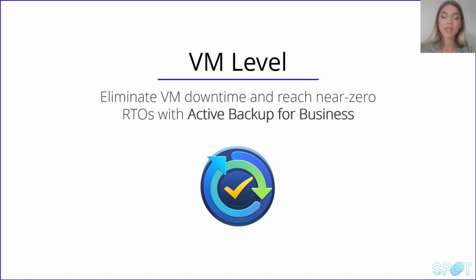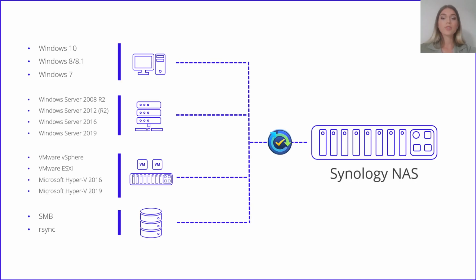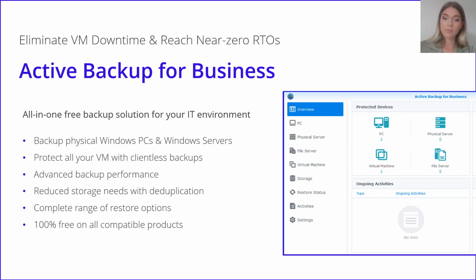How can we do that? Let's see Active Backup for Business and how we can quickly back up your entire IT infrastructure. In terms of compatibility, we mentioned before that it's very important to have a solution that is compatible with your existing servers. Our ABB supports Windows PC, Windows Server, also VMware, Hyper-V, as well as any server that supports SMB or rsync protocols. And with Synology, you are able to back up all these devices on a Synology NAS within only one centralized software.